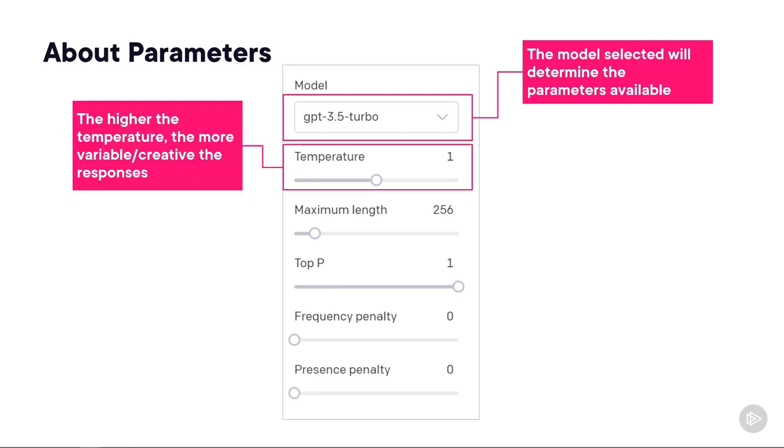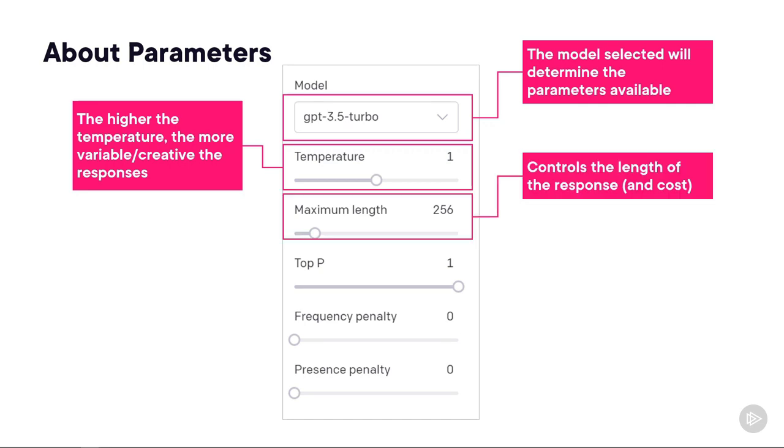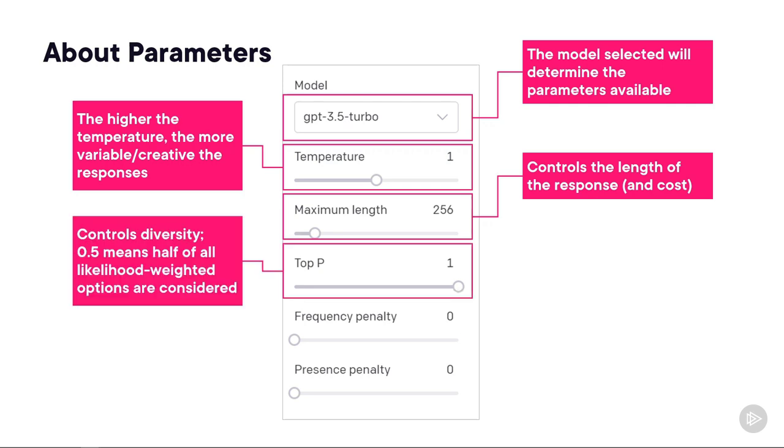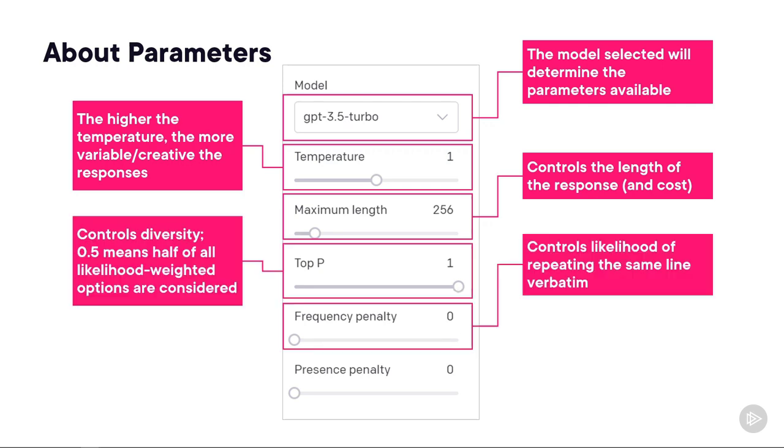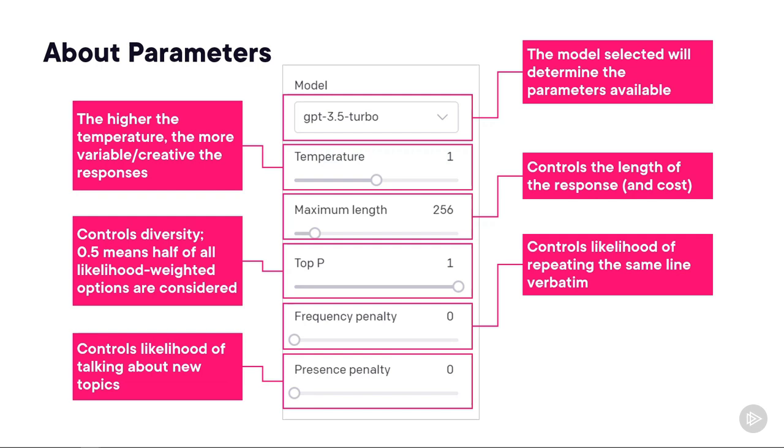Temperature is a common parameter to adjust. This will determine how variable or creative your responses are. The higher the number, the more creativity. Maximum length is the length of the response, and hence also how much you pay. Top P controls the diversity of responses. And then frequency penalty and presence penalty, these control the likelihood of repeating the same line and talking about new topics. And we'll see those in action later in the course.